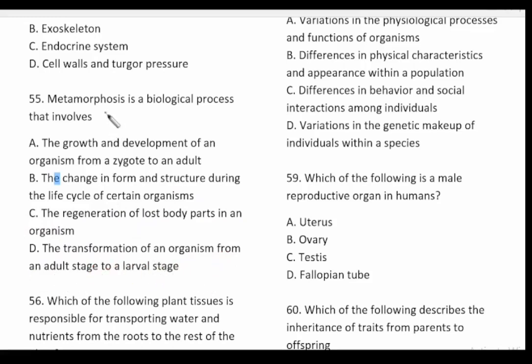When we talk about metamorphosis, we're actually talking about growth that takes place in some organisms. It is taking place from the smaller level of the organism to a larger or more developed form of that particular organism. So it is the changes that take place in form and structure during the life cycle of certain organisms. That is the answer to our question there. The changes do not take place from zygotes into adults, or from adults to larval stage. No, it is in the life cycle of the organism. And so that is the answer to question 55.